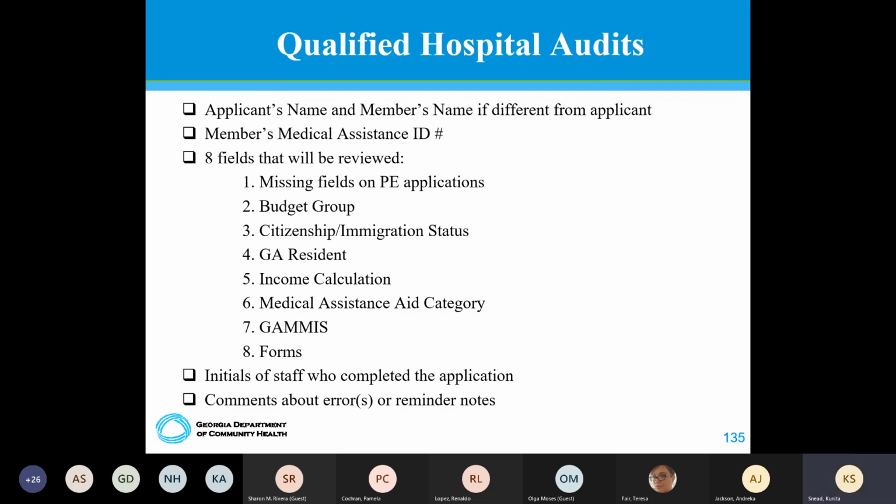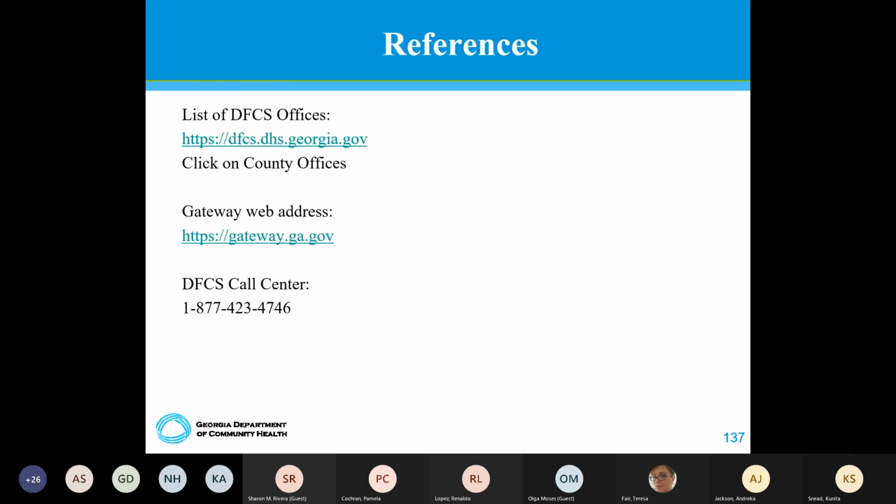Okay, these are the fields that I just went over. I gave you this information earlier, so if your applicant needs to know DFACS's contact information, you can give them the information that's listed here.